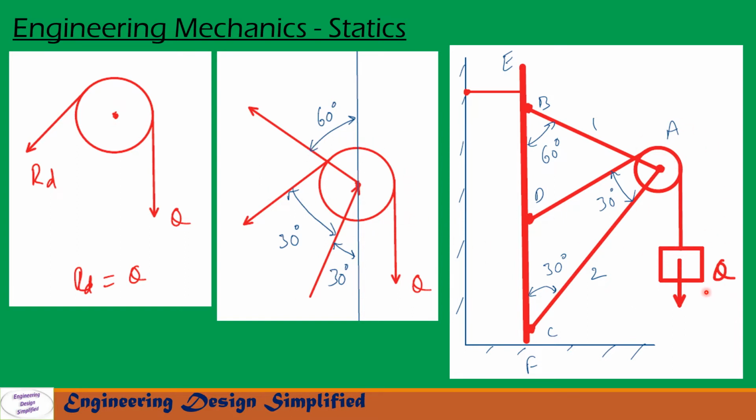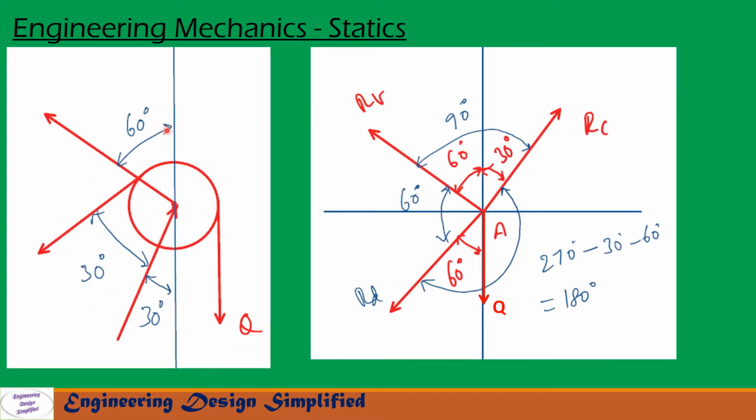The load is already acting downwards as shown here, and reaction RD is shown in this direction, and the angle between this reaction force and this member is 30 degrees. The reaction in member AC will be compressive in nature, so its direction is shown towards this side, and the reaction in BA will be a tensile force and its direction is shown like this. Now let us draw these forces and reactions on the XY plane.